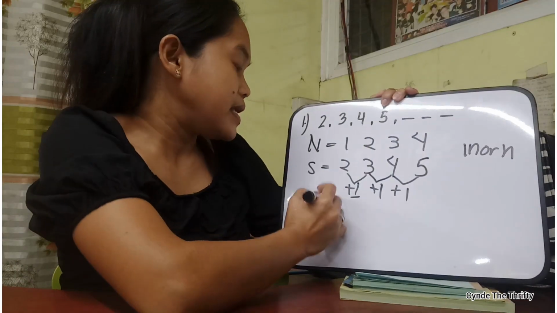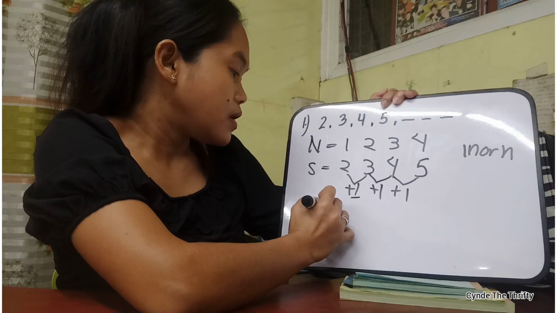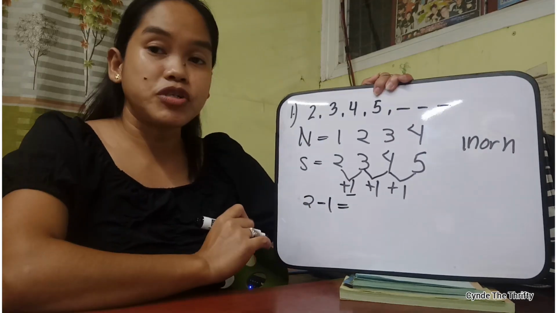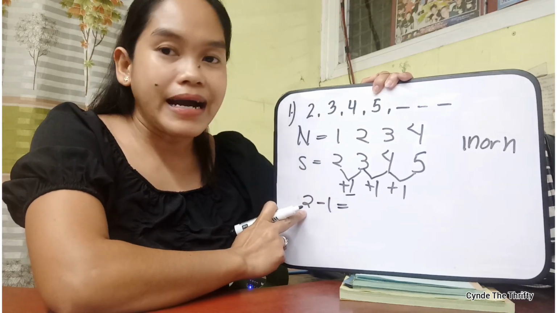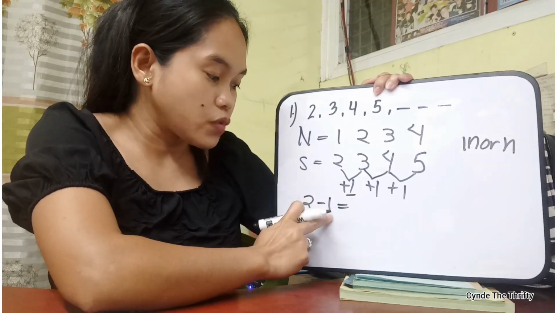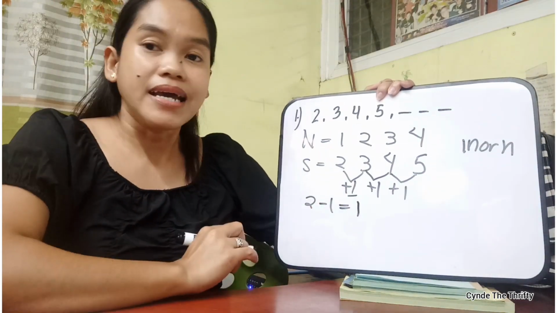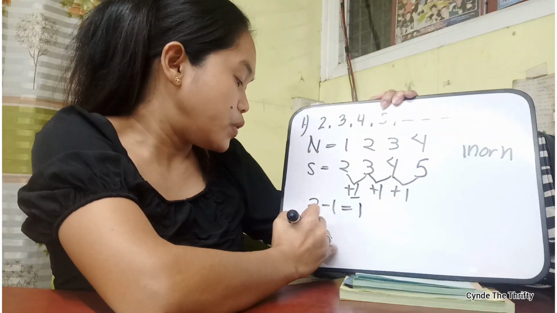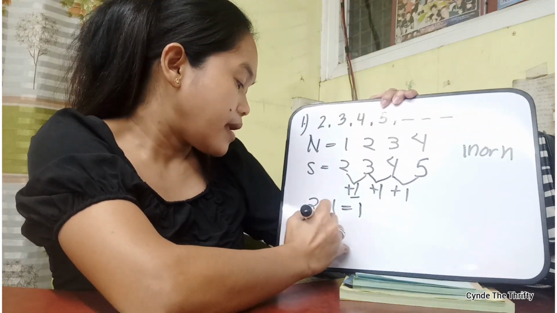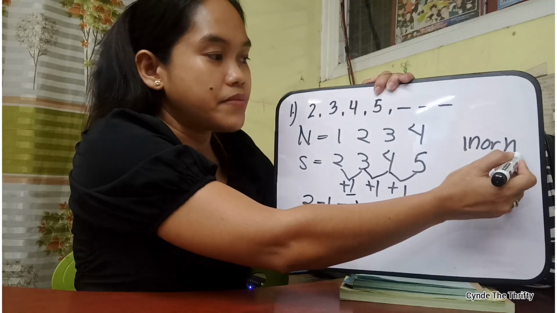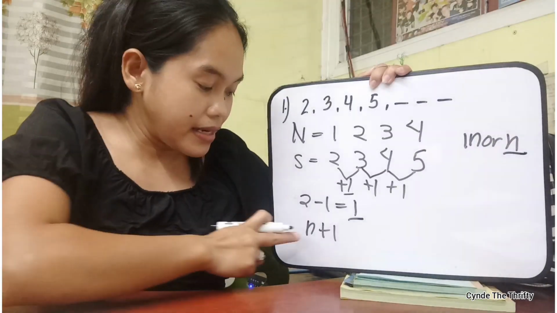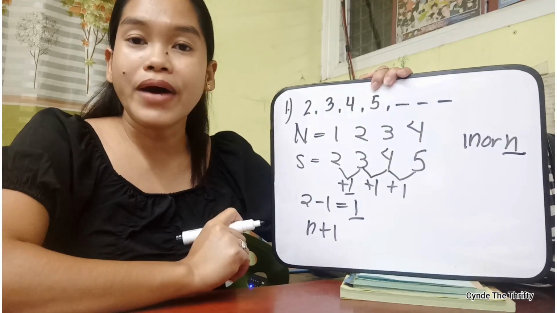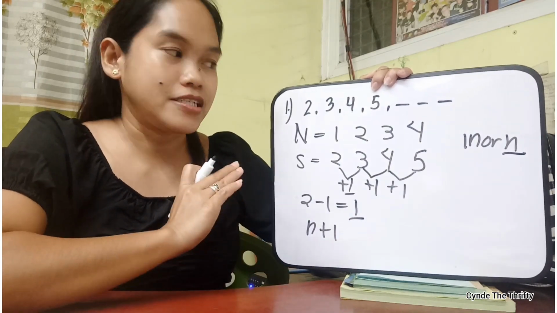So, ibig sabihin, 2 minus 1 kasi isasubtract natin yung ating interval sa ating first term. Ang first term natin is 2. Ang ating interval is 1. So, 2 minus 1 equals 1. So, ibig sabihin, ang ating nth rule is equal to n plus 1, kasi meron na tayong n dito and meron tayong positive 1 dito. So, ang ating nth rule is n plus 1.